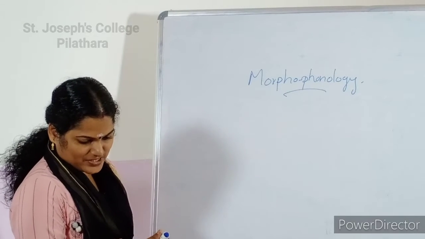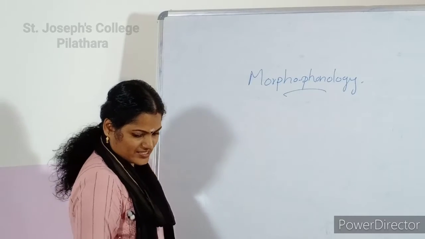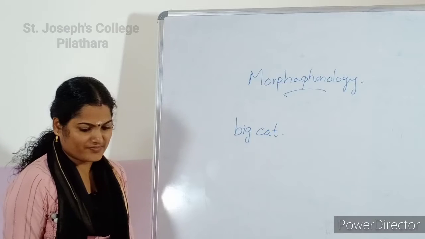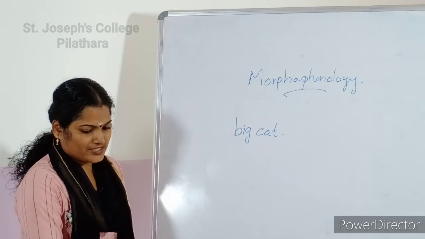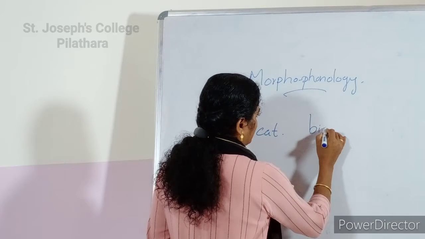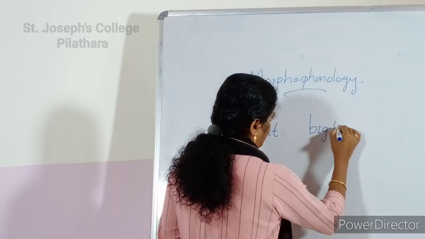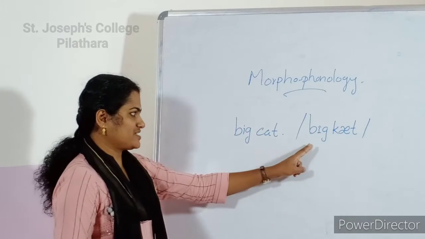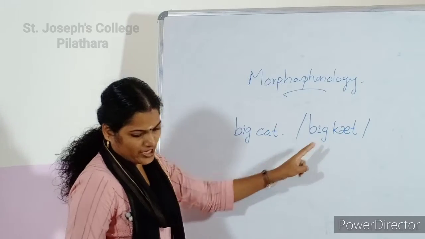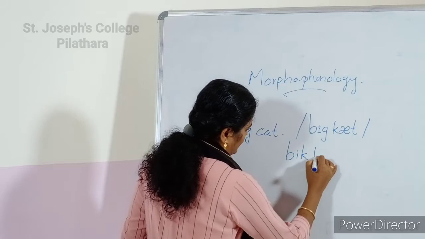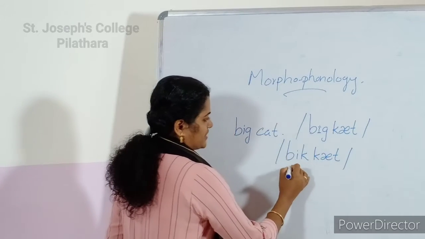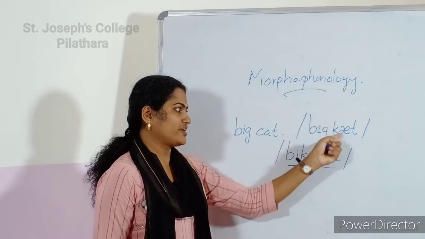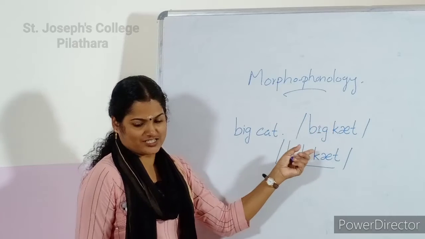Then another example of assimilation is big cat. While transcribing this, we'll write it like this, big cat. So this particular word in rapid speech we'll pronounce as big cat. So this g sound changes into k with the influence of this k sound. This process is known as assimilation. I think it's clear for you.